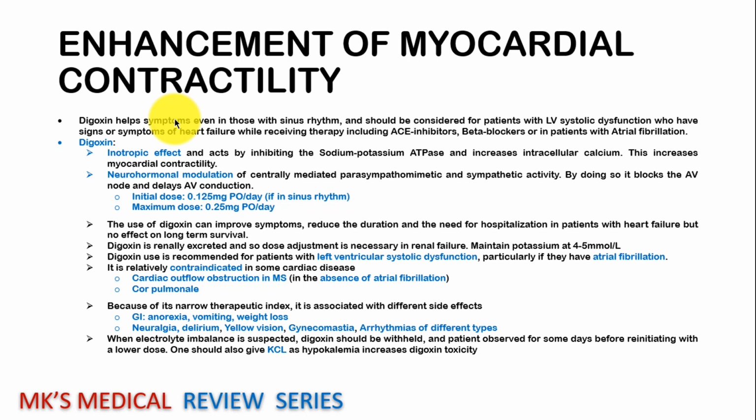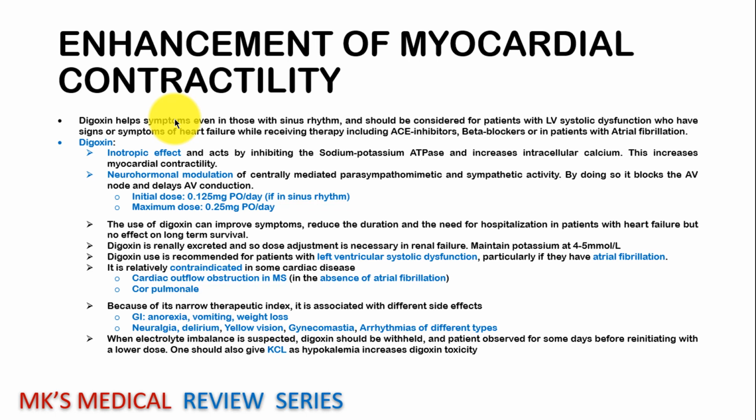There's no increase. Now, digoxin is recommended for patients that have left ventricular systolic dysfunction, particularly patients that have atrial fibrillation. Okay, it's contraindicated for patients that have cardiac outflow obstruction in, for example, mitral stenosis in the absence of atrial fibrillation. Cor pulmonale, which is right-sided heart failure caused by pulmonary pathology, it's contraindicated. And because of the narrow therapeutic index, like I already mentioned to you earlier on, there are some side effects that you should watch out for.